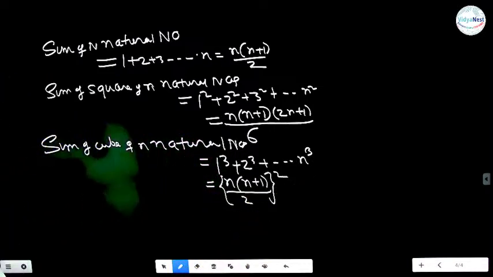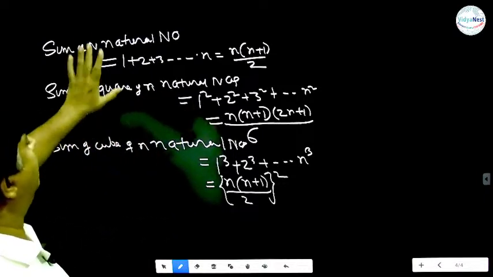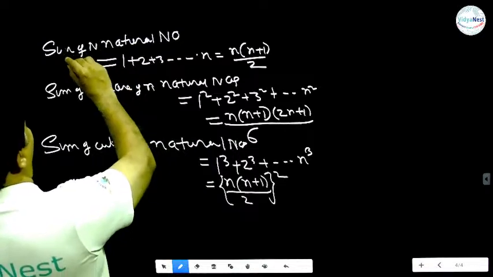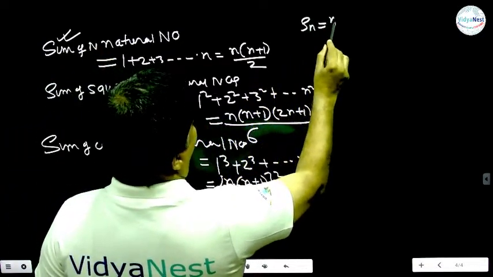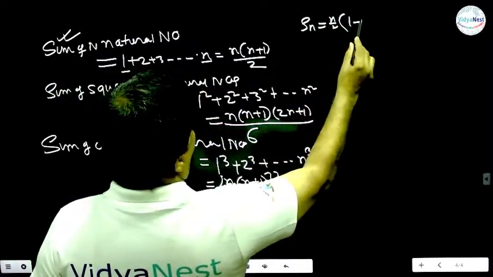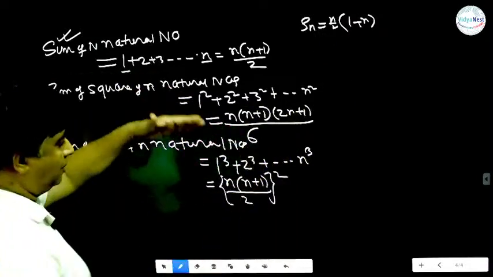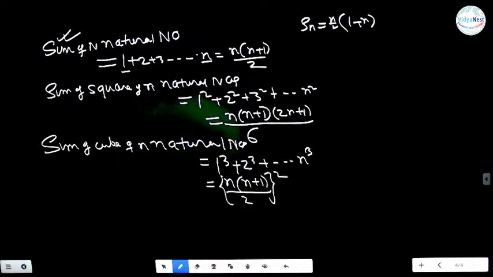N into n plus 1 by 2 whole square. You can ask me from where it is coming. The first formula is coming from Sn equals n by 2 into first term plus last term. But the later one will be proved by mathematical induction, not needed now.